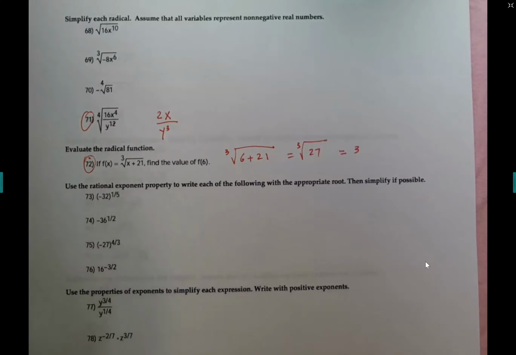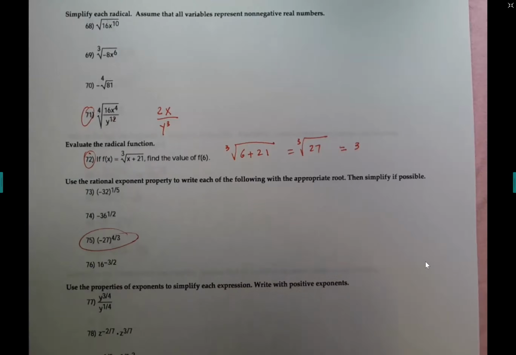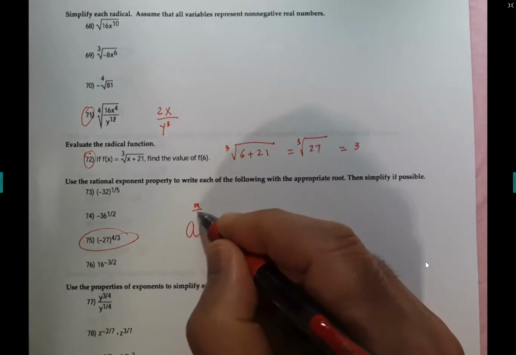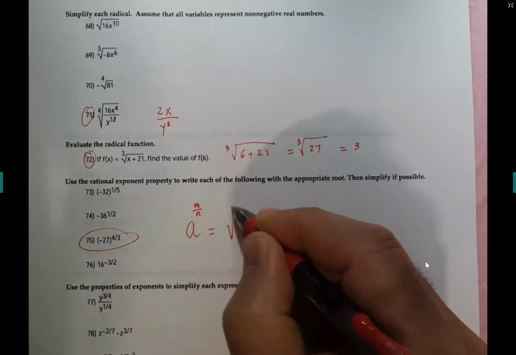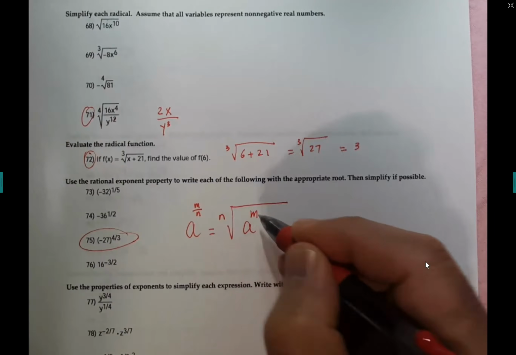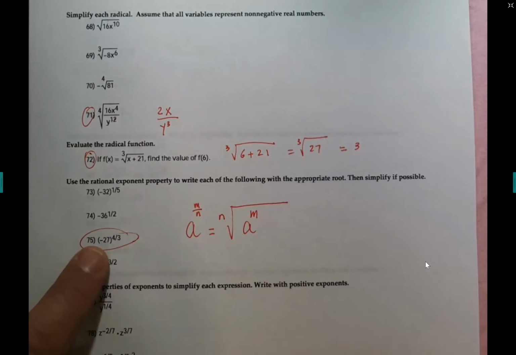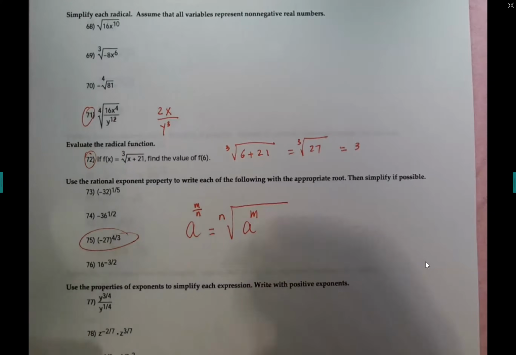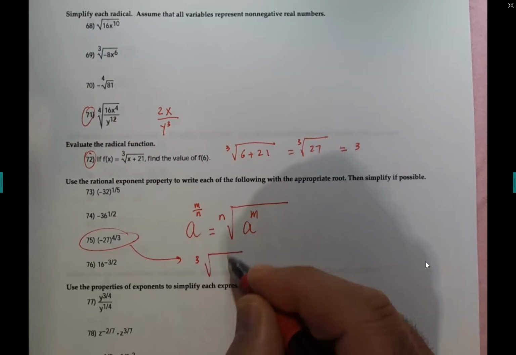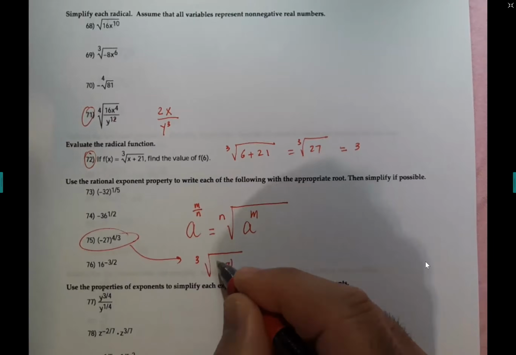Let's go to 73 to 76. I'm going to pick, for example, 75. And let me tell you what -27 raised to the power 4 over 3 means. You need to know this. A raised to the power of m over n equals the nth root of a to the m. So -27, guys, raised to the power of 4 over 3 means 3 on the outside and -27 raised to the power of 4.